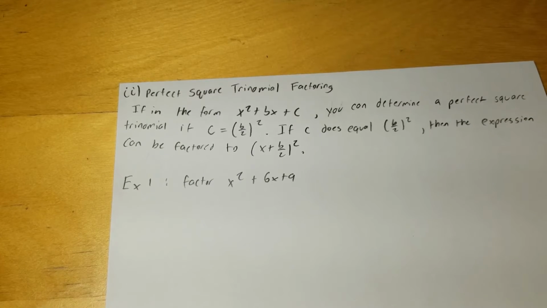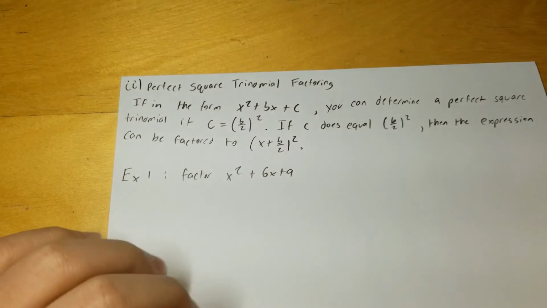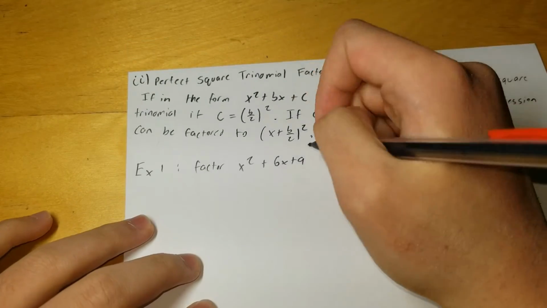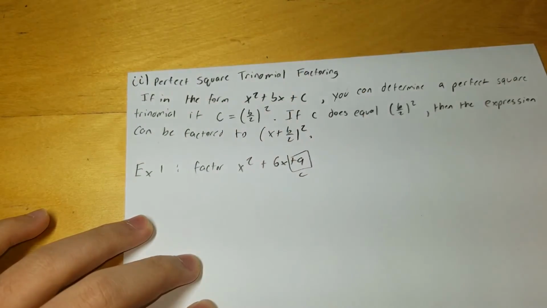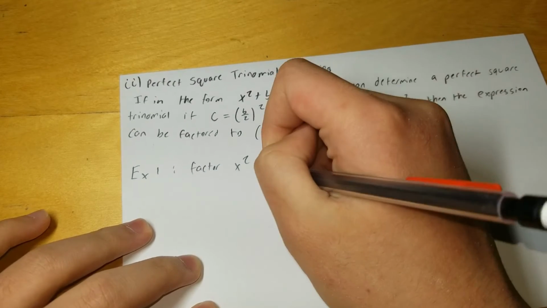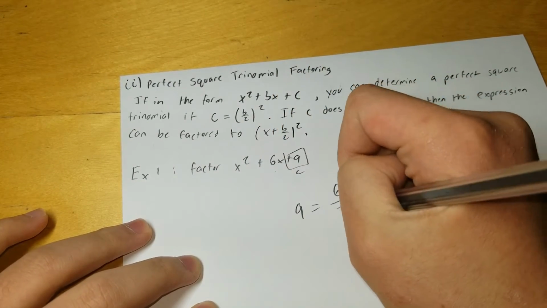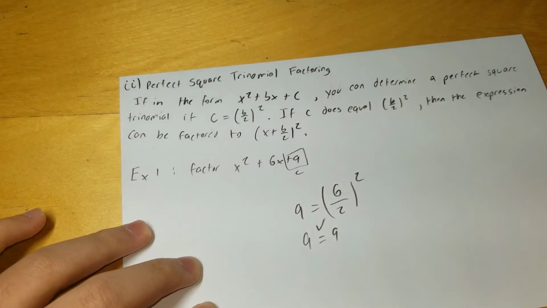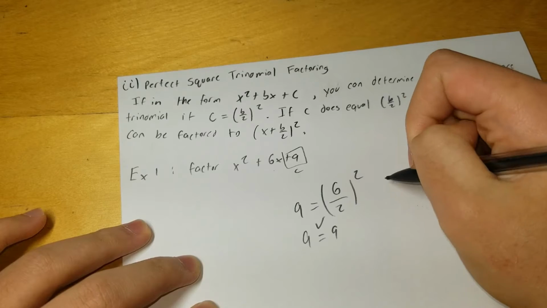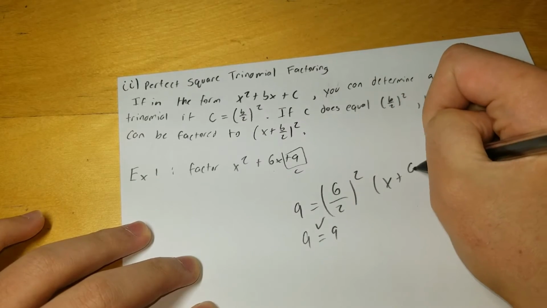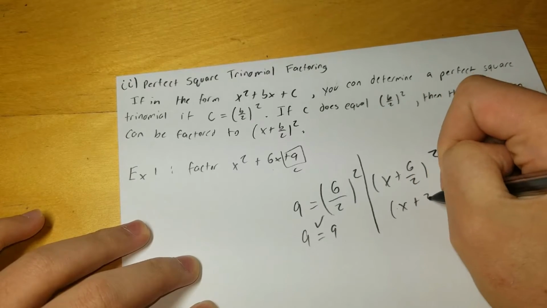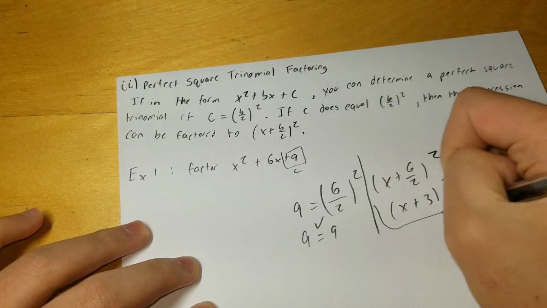So, if c, right here, let's pause the video, try it out. But if c, right here, this is c, if 9 equals b over 2 squared, so 6 over 2 squared, which it does, then the expression can be factored to x plus 6 over 2 squared, which would be x plus 3 squared. That would be your final. Simple.